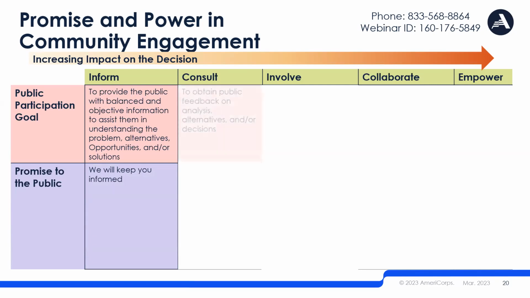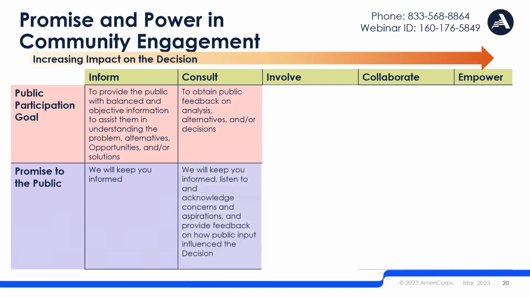The next level is consult. The goal here is to obtain public feedback on analysis, alternatives, and or decisions. So like, here are some options. What do you think? The promise to the public here is that we will keep you informed, listen to and acknowledge concerns and aspirations, and provide feedback on how public input influenced the decision. Very important.